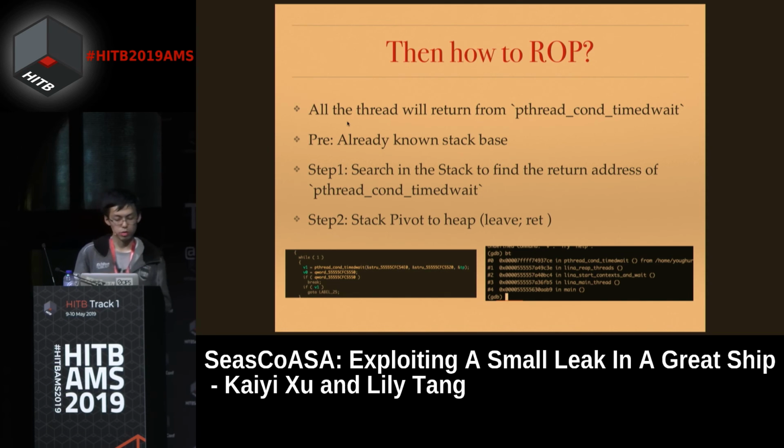We find that all the threads will return from pthread conditional timed wait. And here we already know the stack address, so we can do it like this. We search the stack to find the return address of the pthread conditional timed wait. And once we find the return address, we can pivot the stack to the heap, to our controlled chunk, using a gadget like leave; ret.